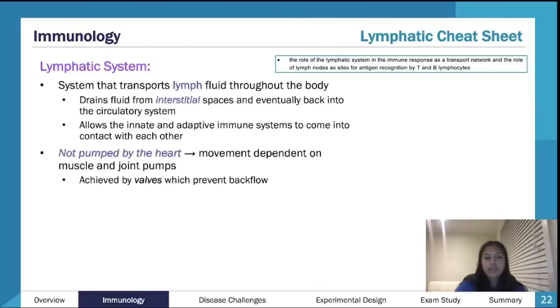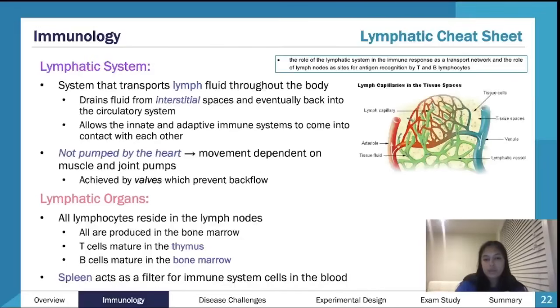Perfect. Okay, so looking at our lymphatic system, this is where we're getting into our adaptive stuff. The lymphatic system transports lymph around the body, and lymph filters your blood and gets rid of fluid and all that sort of thing. It is closely linked with the circulatory system, but it's not blood, so it's not pumped by the heart. It just moves based on valves and your muscles moving and shooting the liquid up. So that's your lymphatic system in general.